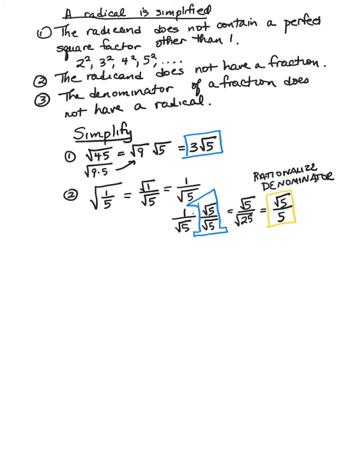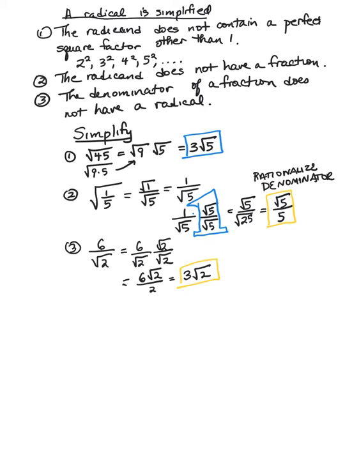Okay, now the same could be done for 2. So let's look at that. 6 over radical 2. Well, we would multiply that by radical 2 over radical 2, which gives us 6 square root of 2 over 2, and that simplifies into 3 root 2. That takes care of that one.